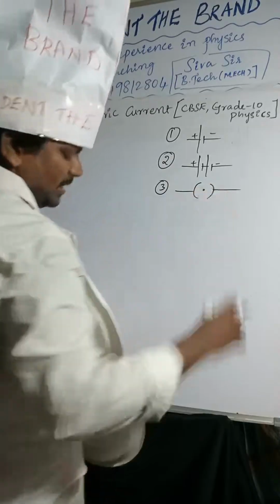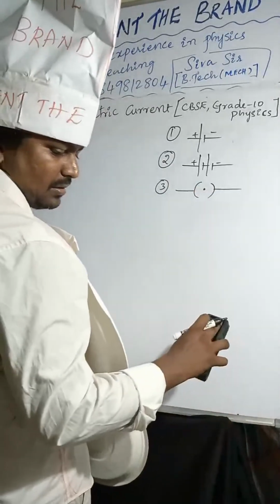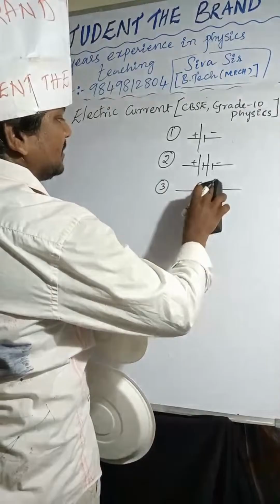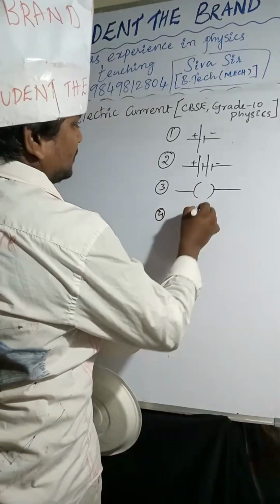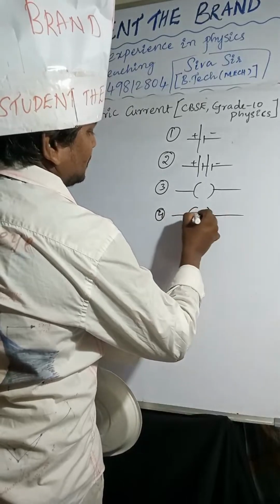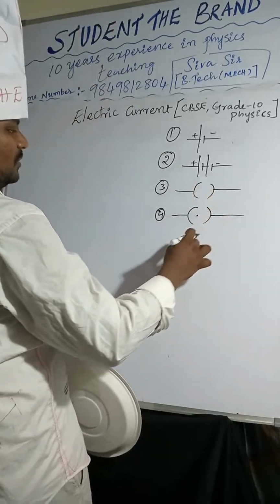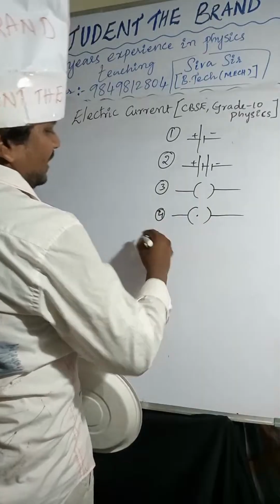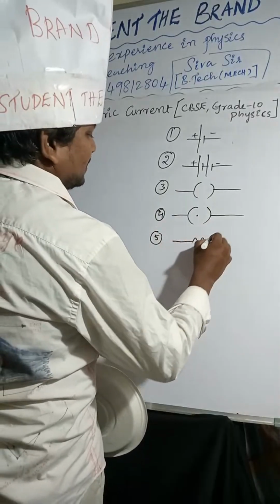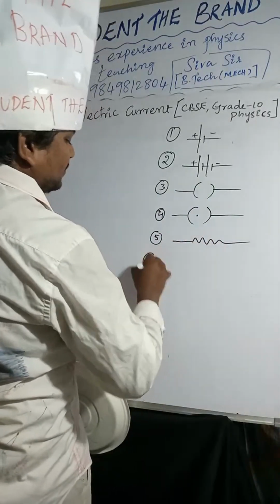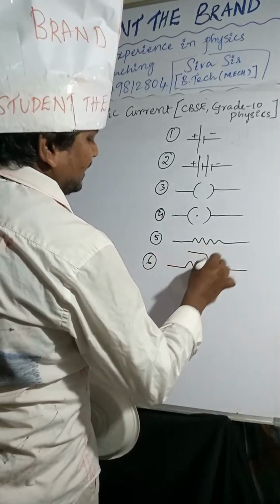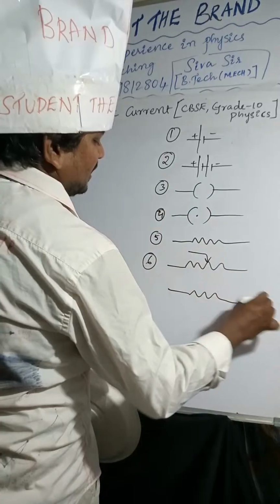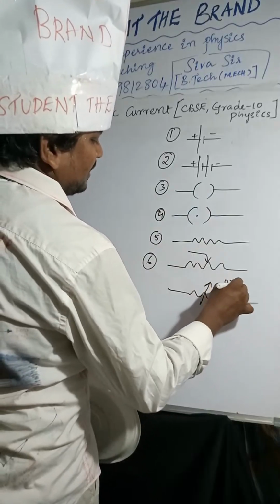So I am considering this open switch, and the fourth one is the closed switch. This is an open switch and a closed switch. The fifth one is the resistor. And the sixth one is the rheostat. Rheostat we can draw like this or like this also.